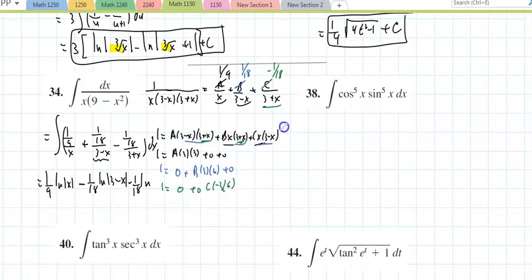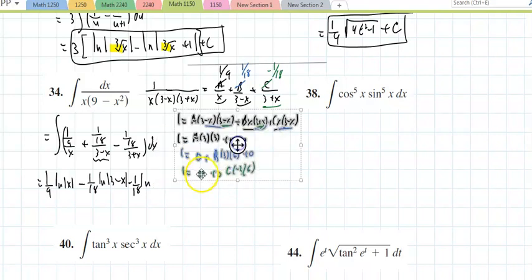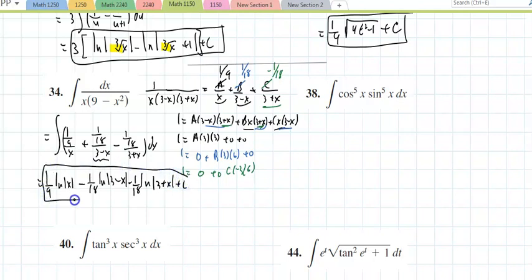There it is. Shrink it a bit and move it a bit to the right. Absolute value of 3 plus x plus c, and that would be my final answer.